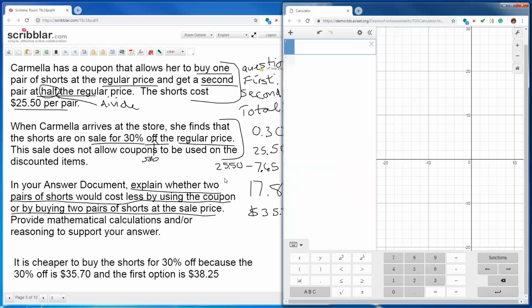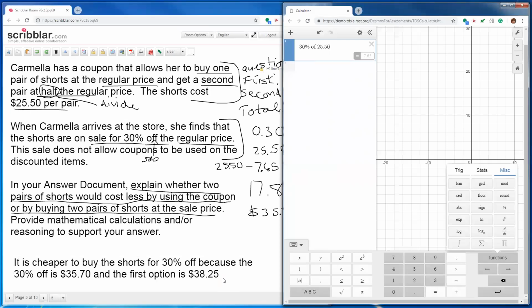There is actually a good percent feature on this as well if you want it. Sometimes it might get more complicated to do this, but if you go to functions and you go to miscellaneous, there's a percent button. So you can type in 30% of 25.50 and it'll pop that out. So if you're ever unsure whether you're going to write out the correct decimal, should it be 0.3 or 0.03, you could use this percent feature on this calculator under functions and then miscellaneous.